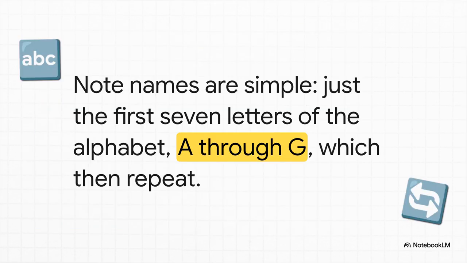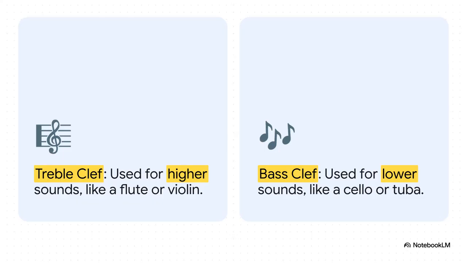It's just the first 7 letters of the alphabet: A, B, C, D, E, F, and G. And you know what happens when you get to G? The whole cycle just starts right over again at A. Easy. So, how do we actually know which letter goes where on all those lines and spaces?